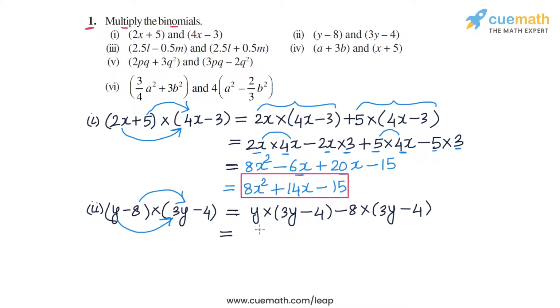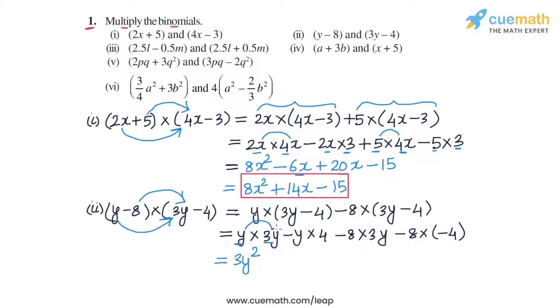Now y into 3y minus 4 can be expanded again. We will get y into 3y minus y into 4. Again I'm applying the distributive law, and from the second product we get minus 8 into 3y and then minus 8 into minus 4. Now let's find the values of these products. y into 3y is 3y square because y into y gives y square. Then minus y into 4 is minus 4y, and minus 8 into 3y is minus 24y, and minus 8 into minus 4 is plus 32.